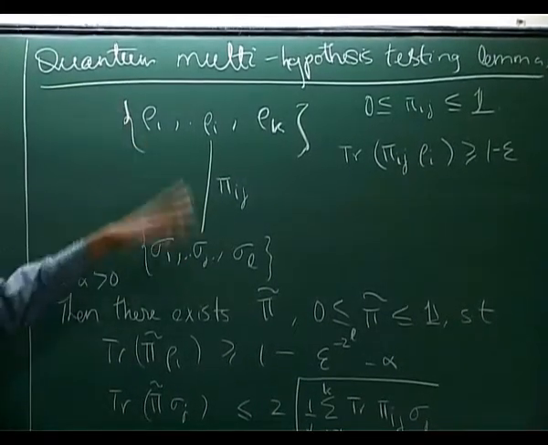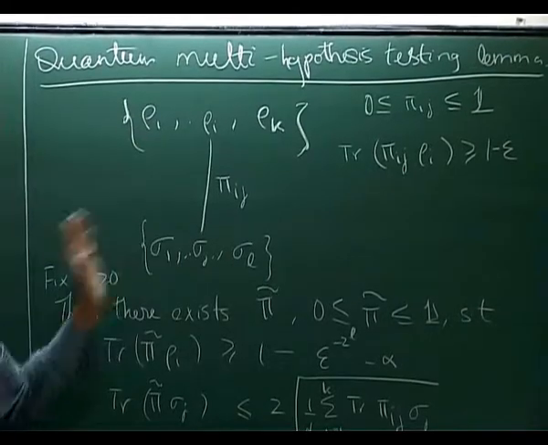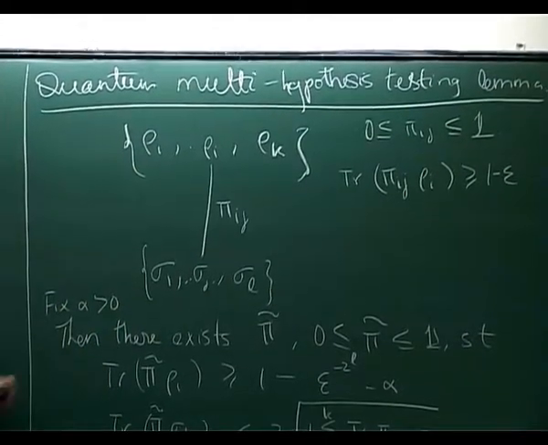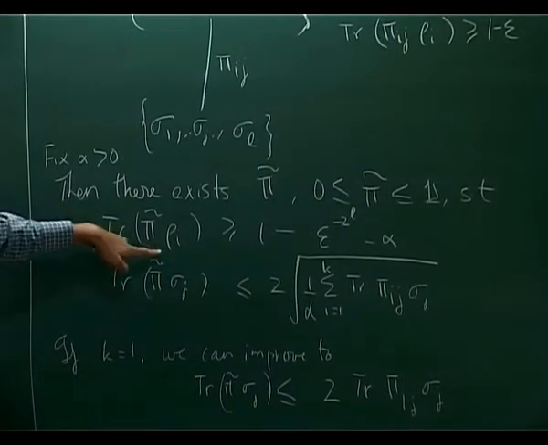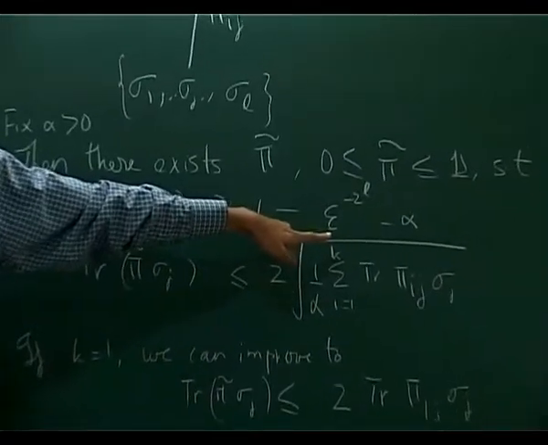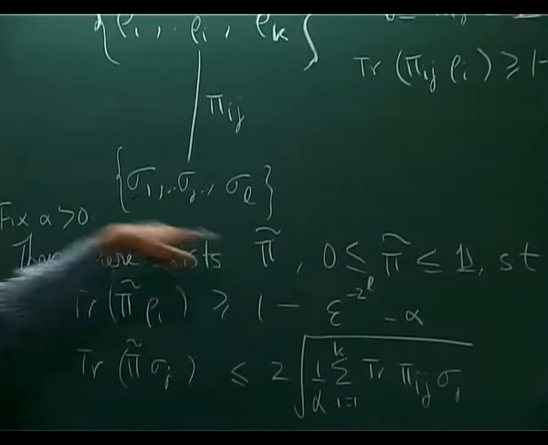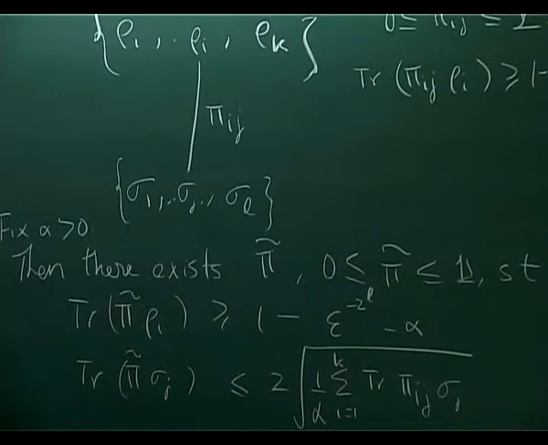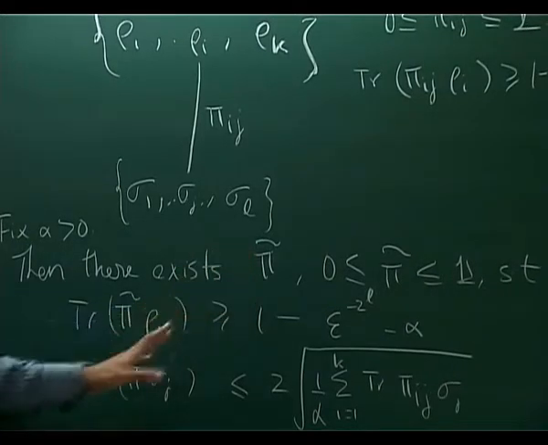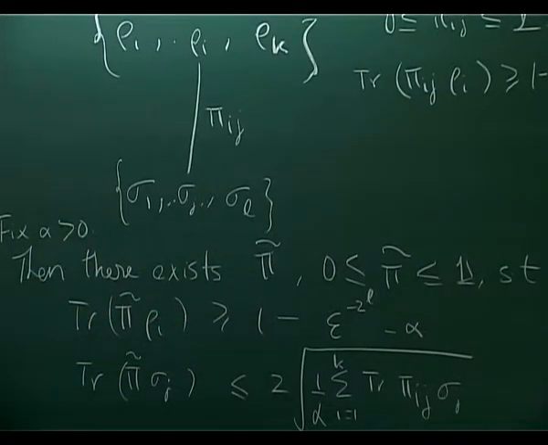Okay, there's no guarantee what pi ij does on any other rho or any other sigma. Nevertheless, we can find one test pi tilde which does well on all the rows. Well means something like this. So the epsilon takes a beating, and the beating depends upon the number of negative instances. But note that there are no dimension factors coming in here, which is important.